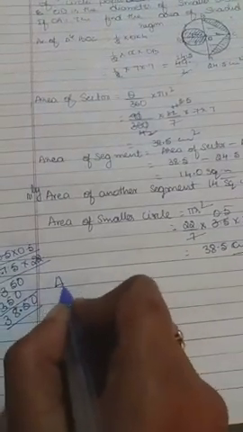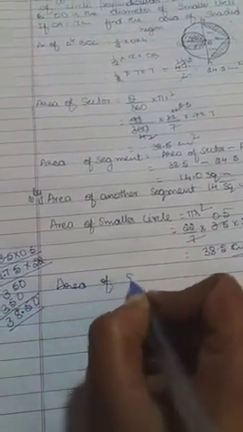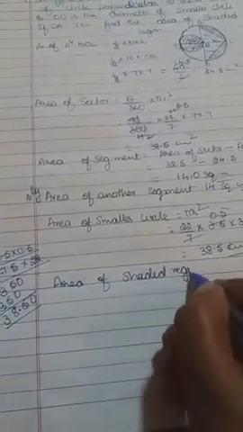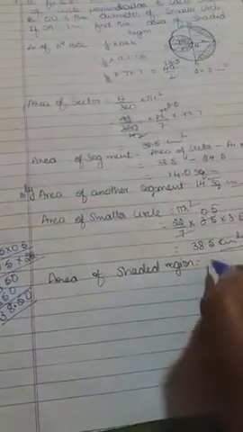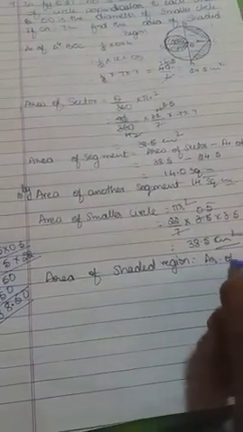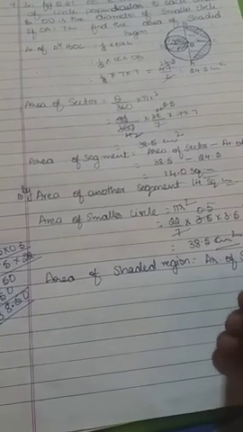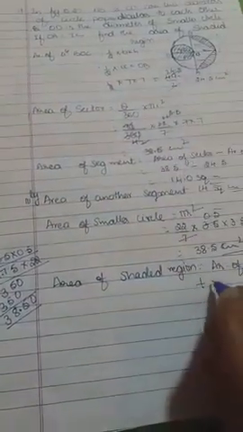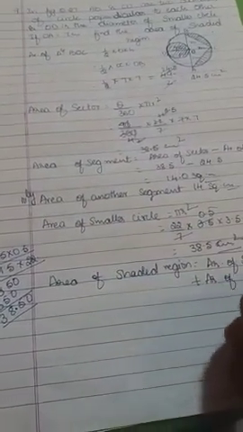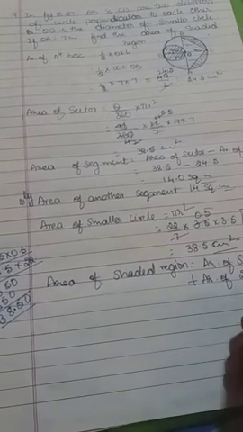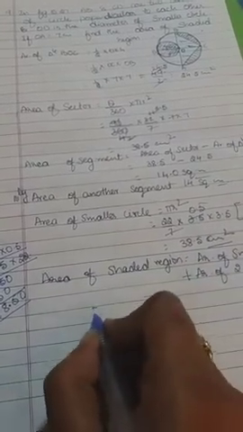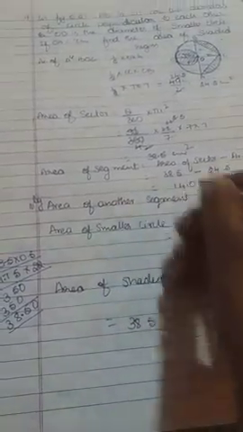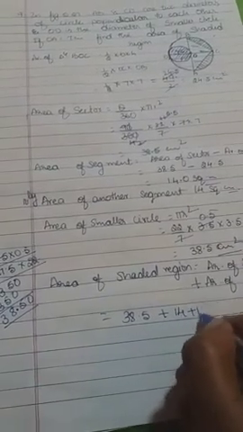Now we have to find out the area of the shaded region. Area of shaded region, so that should be the area of the smaller circle plus the area of two segments, two segments. So the area of the smaller circle we got 38.5, plus the area of the segment we got 14, and one more is 14.